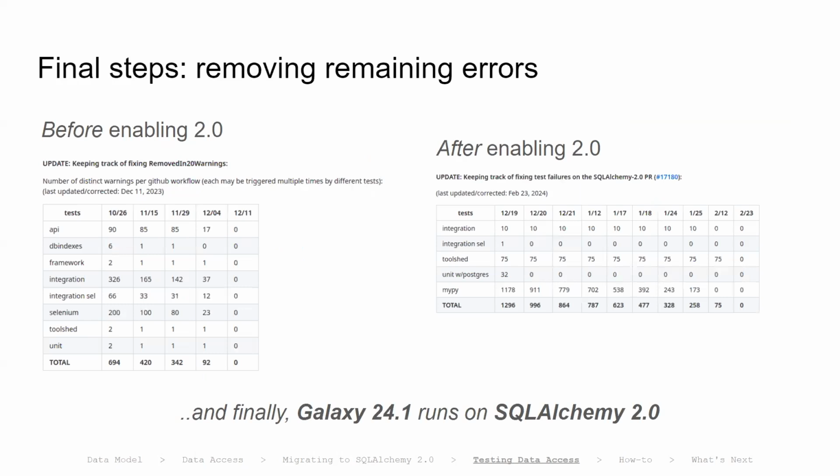And in the final steps, we literally kept track of errors on a weekly or daily basis. And finally, 24.1 runs on Galaxy SQL Alchemy 2.0.